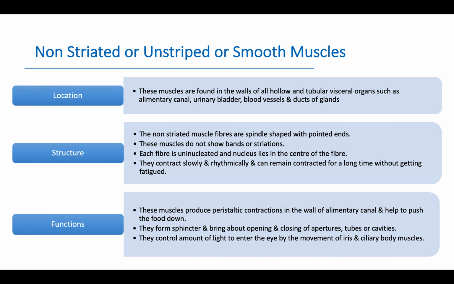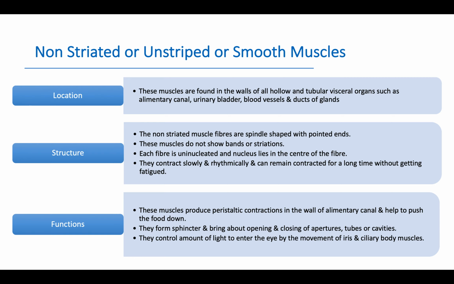Structure of non-striated muscles. The non-striated muscle fibers are spindle shaped with pointed ends. In the center it will be thicker and at the ends it will be pointed. These muscles do not show bands or striations. Each fiber is uninucleated. It means having a single nucleus, and the nucleus lies in the center of the fiber. They contract slowly and rhythmically and can remain contracted for a long time without getting fatigued.